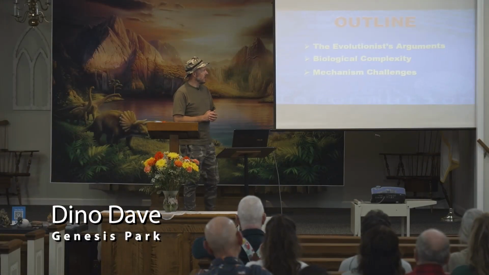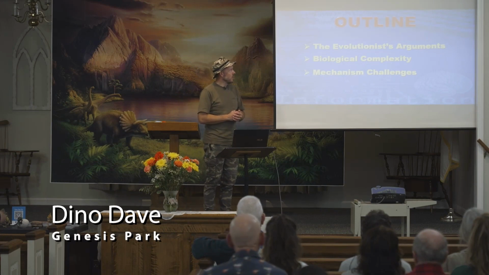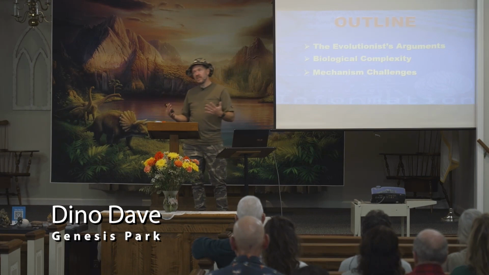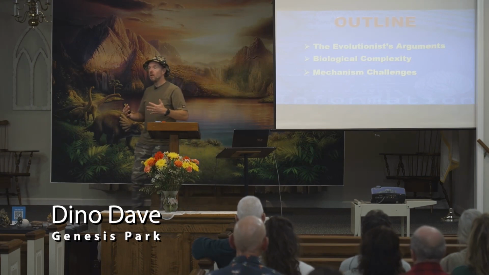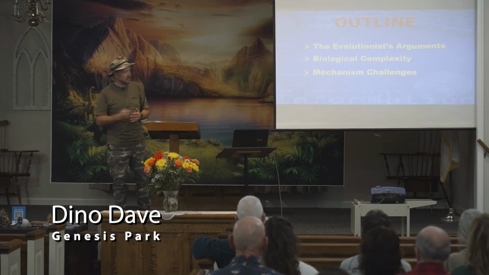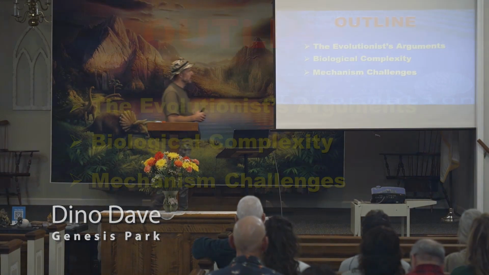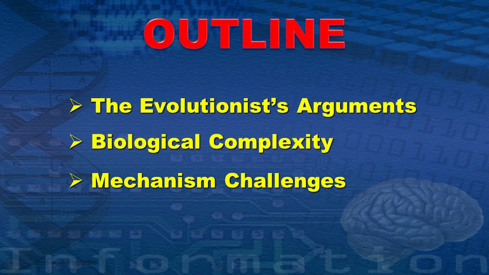Well, here's our outline for our seminar this evening. We're going to talk about the evolutionist arguments. I'm going to give you, as best I can from my study, their best arguments for the Darwinian synthesis, the Darwinian evolutionary viewpoint. And then I'm going to talk briefly about biological complexity and some mechanism challenges, and then we'll wrap things up. Now, we need to start by talking about what is evolution, because it's difficult to find two evolutionists that can agree on a definition of evolution.